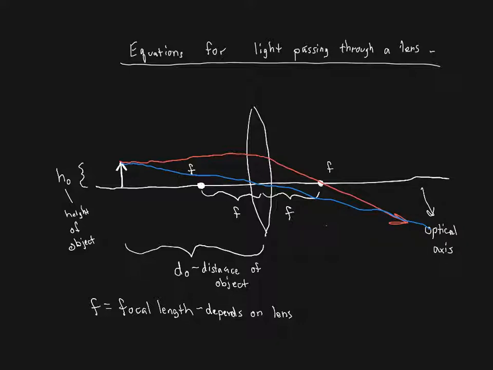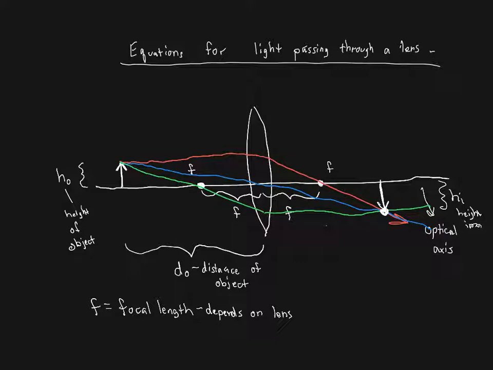And then my third line will go from the top of my object through the focal point that's on the same side of the lens as the object. It hits the lens, and then it comes out completely parallel. And what we'll notice is that you get a nice straight line where all these things intersect, going down from the optical axis. That line represents the height of the image, HI, the height of the image.